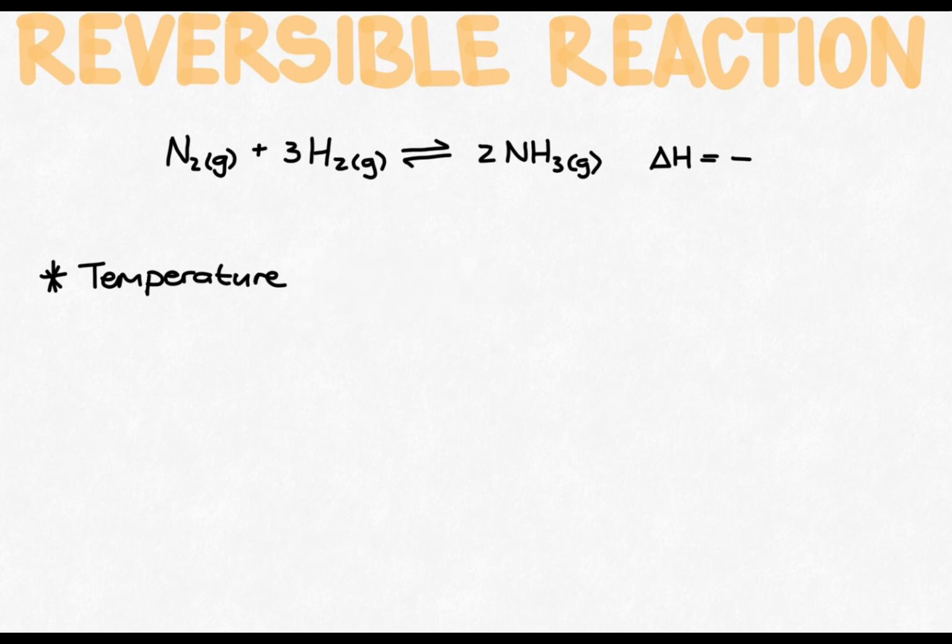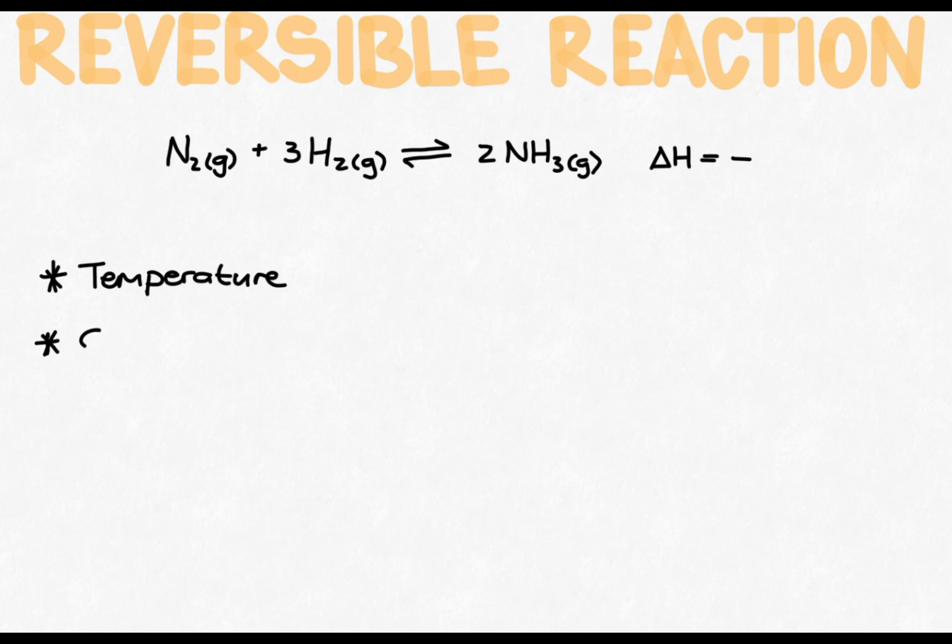Now the opposite will happen if I decrease the temperature. If I decrease the temperature, the reaction would want to release energy or heat into the environment. So my exothermic reaction would be favored. Thus, my forward reaction will be favored.